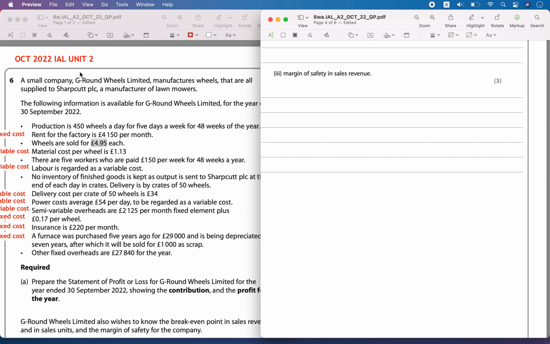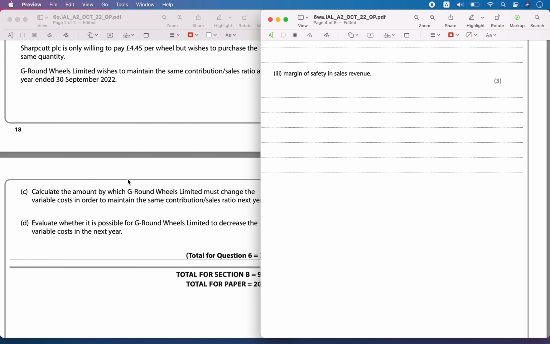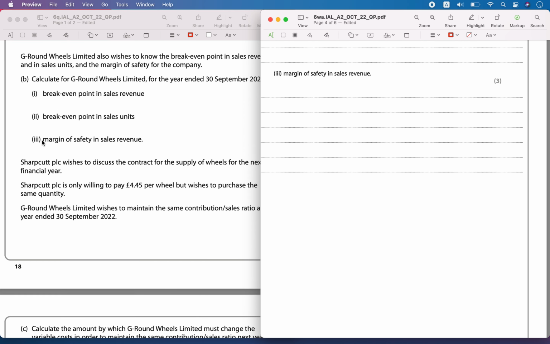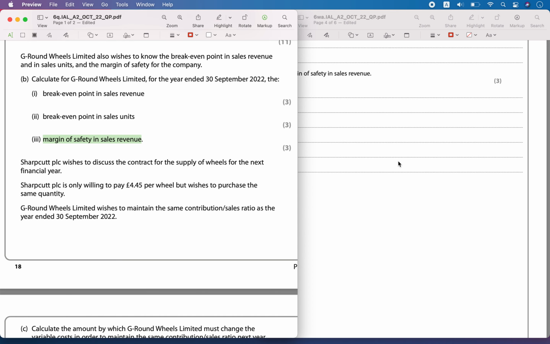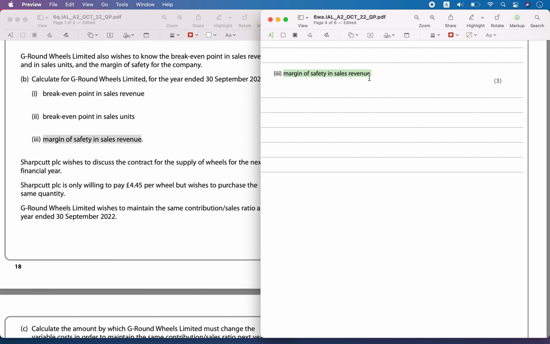Hello, today we are solving October 2022 IAL Unit 2 question number 6 part B, part B3, margin of safety in terms of sales revenue. So what is the margin of safety that needs to be there in the business?